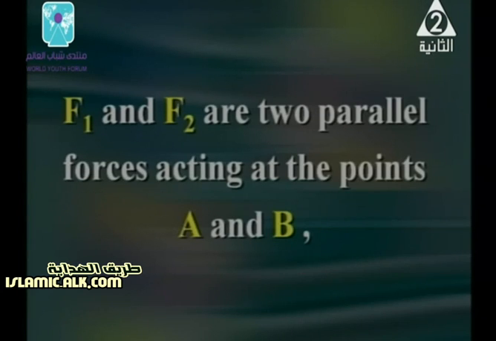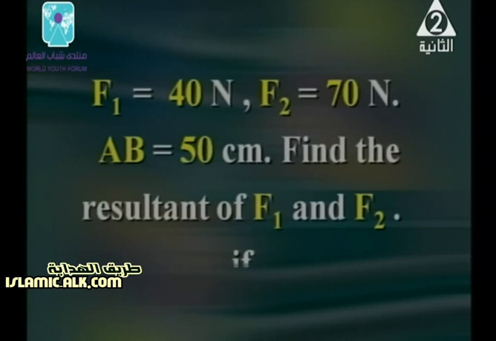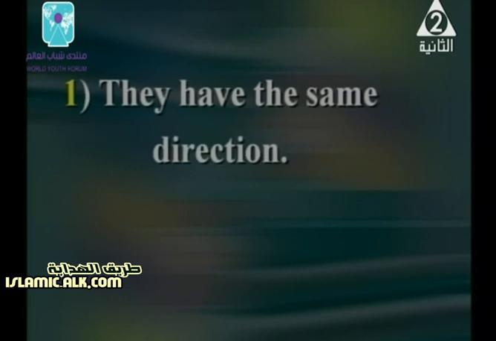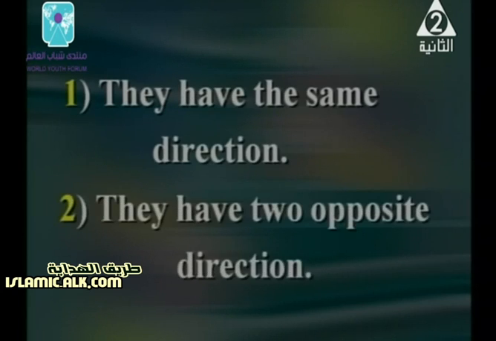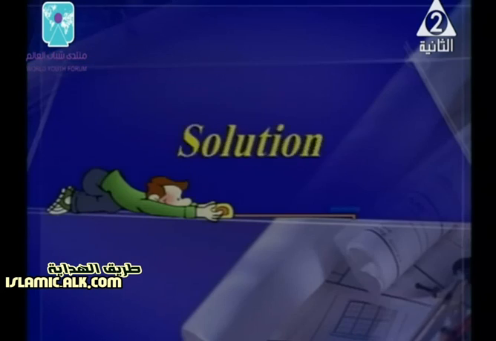F1 and F2 are two parallel forces acting at points A and B. F1's magnitude is 40 Newton, F2 is 70 Newton, and the distance AB equals 50 centimeter. Find the resultant of F1 and F2 in two cases. The first, they have the same direction. Second, they have opposite directions. Solution.